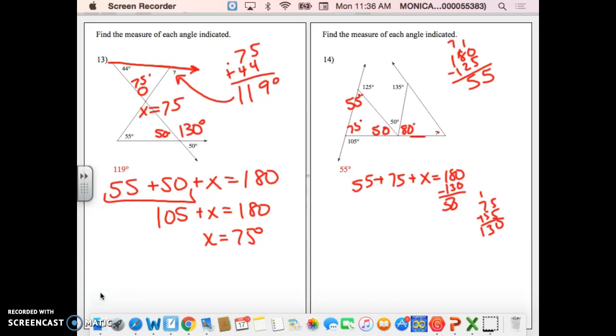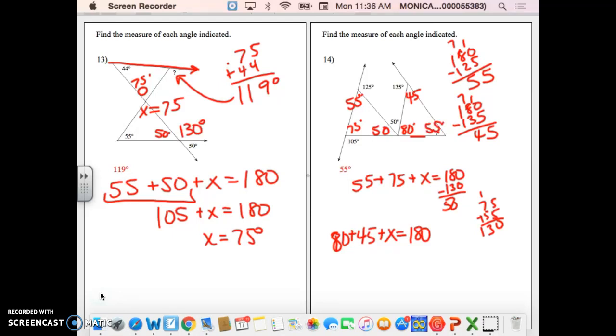Now I can figure this one out, because this is the extension here, so this is 135, and this is going to be 180 minus 135. So that's 45. And so this interior angle is part plus part plus x: 80 plus 45 plus x equals 180. And when you work that out, you get 55.